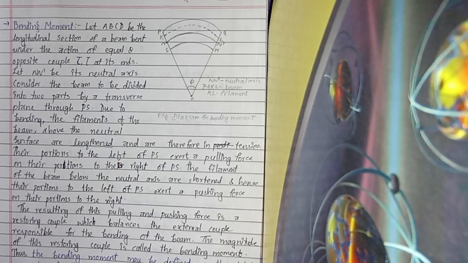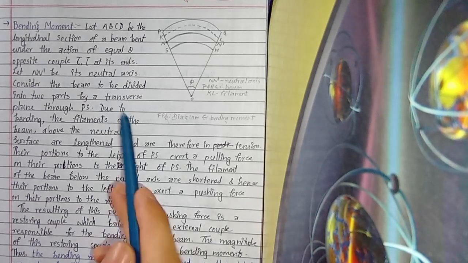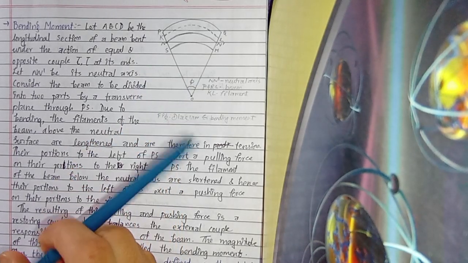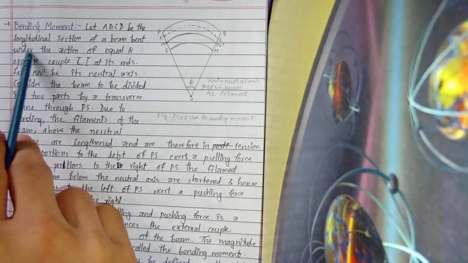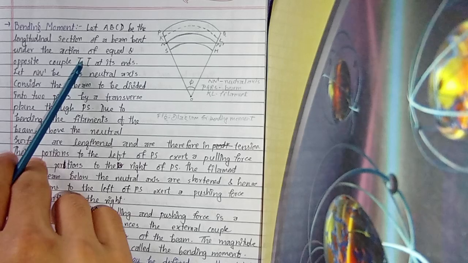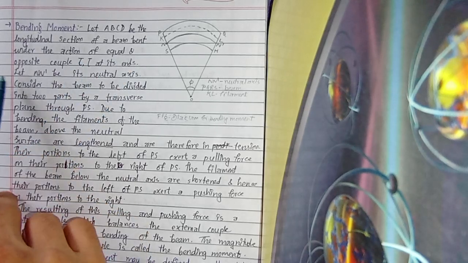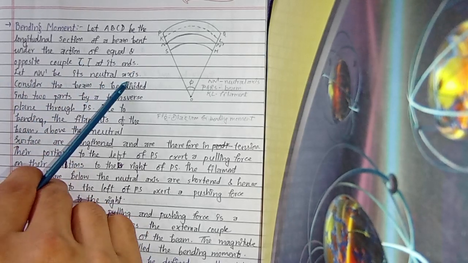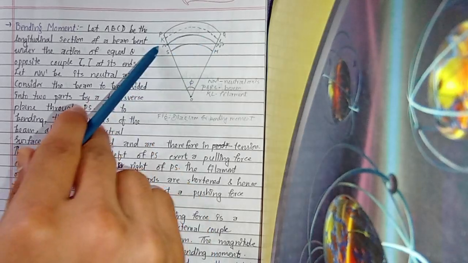Hello guys, today in this short video we're going to talk about bending moment. And for bending moment, we can imagine this type of thing: let ABCD be the longitudinal section of a beam bent under the action of equal and opposite couple tau at its end, and let N N' be its neutral axis, which we denote here.